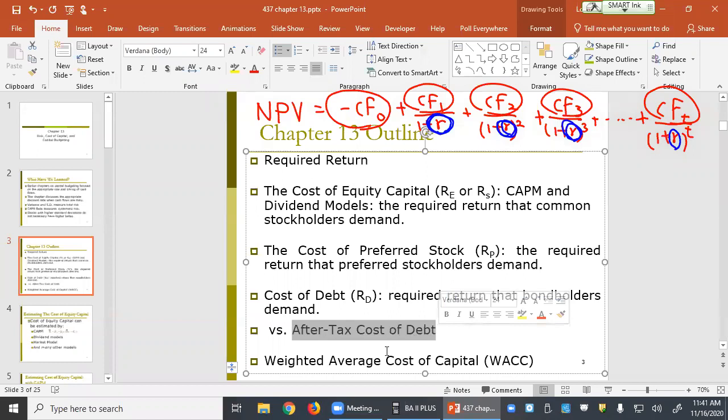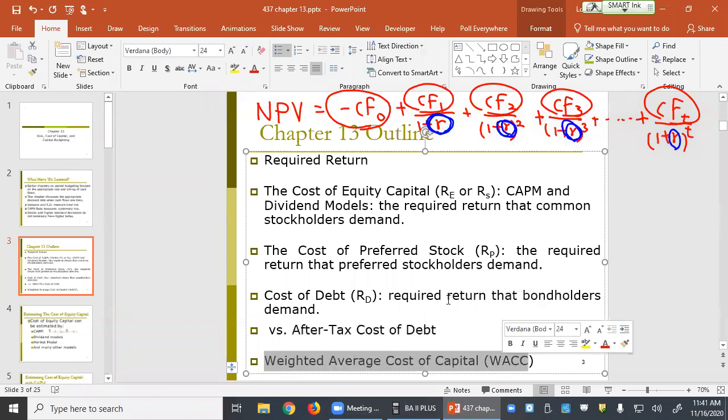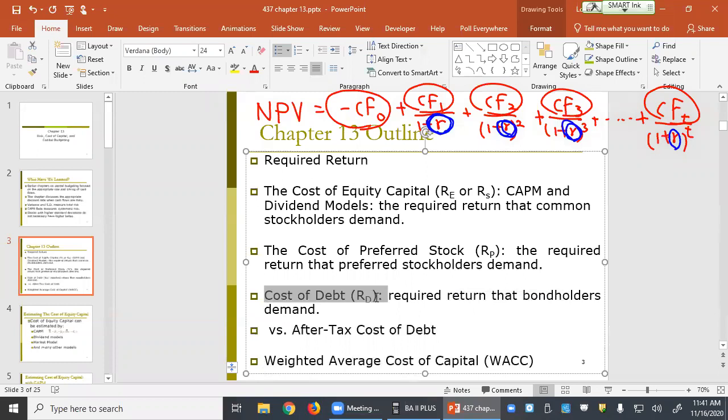Then use the after-tax cost of debt along with the cost of equity and cost of preferred stock to calculate the WACC, okay? So once we have calculated the cost of debt, how do we convert the cost of debt into the after-tax cost of debt? This should be review, okay? Cost of debt multiplied by 1 minus the tax rate. Okay, so the conversion is very simple.